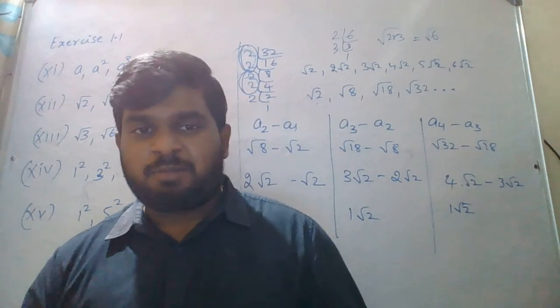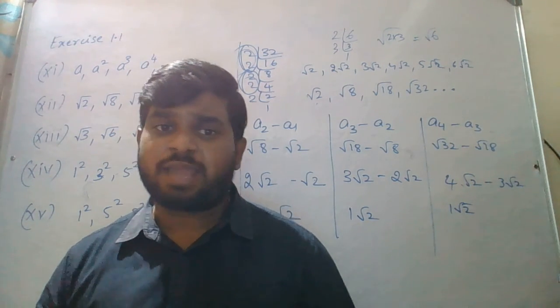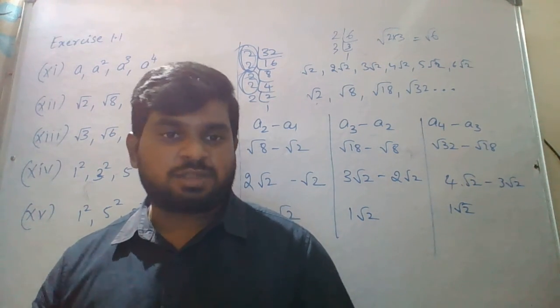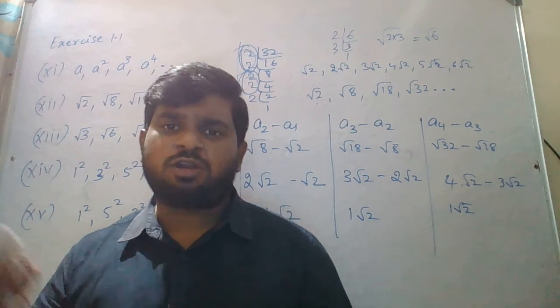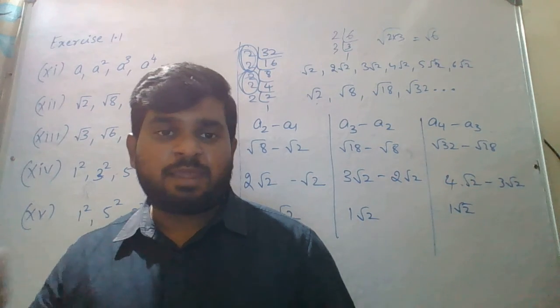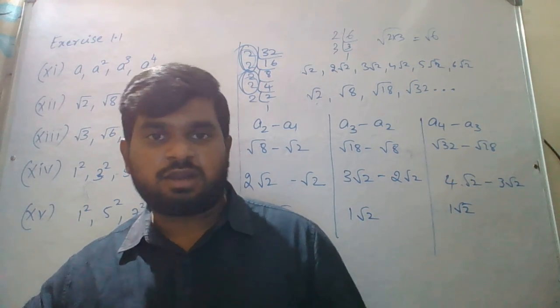So we have completed the first exercise. Basically in the first exercise, what are the types of problems that we did? Situational problems where we check whether the given situation is an AP or not. Then we got to know how to find A and D. Then if you know A and D, we can find the terms, whichever terms we require.